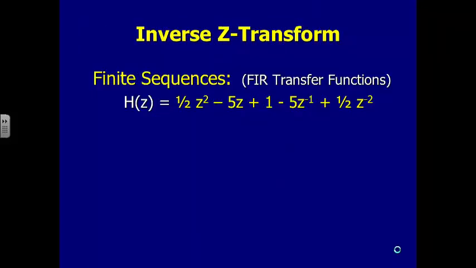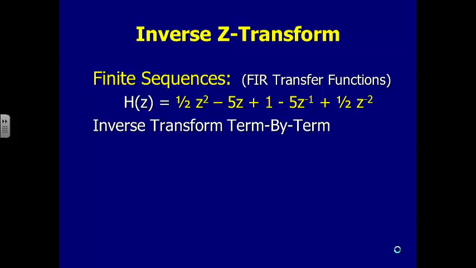Now, if you happen to be inverse transforming a finite sequence, I've got one like this. Here's a polynomial in z. It's not a ratio of polynomials like most of them are. This would actually turn out to be the transfer function for an FIR filter. There's no denominator term. And this we could simply transform term by term, the way we were transforming difference equations to derive the transfer function. Because z transforms are linear operators, if I sum things up in the z domain, I sum them up in the time domain. So we simply inverse transform each one and recognize powers of z as shifts again.